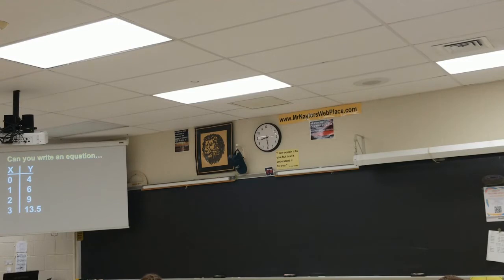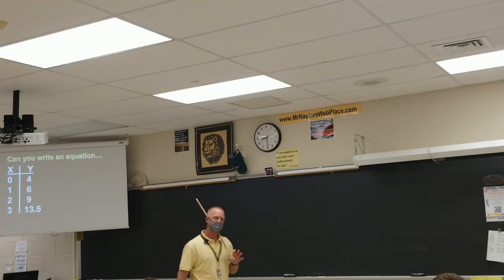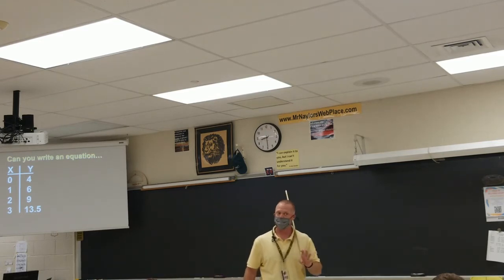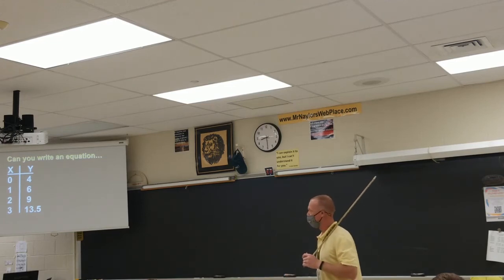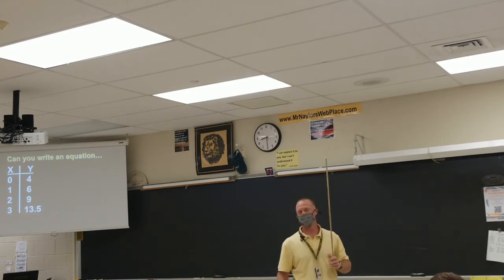So there's a pattern represented by these numbers. Let's first see if we can figure out the pattern, and then we'll see if we can come up with an equation. This is just something to observe. How are the numbers changing? How is 4 changing to 6, changing to 9, changing to 13 and a half? You don't have to punch anything in your calculator to see how those numbers are changing. First of all, are the numbers growing or decaying? They're definitely growing, so they're going up. How they are growing is the main question.